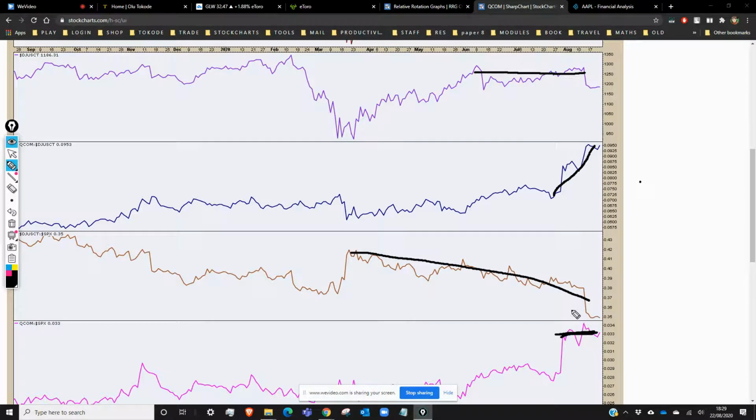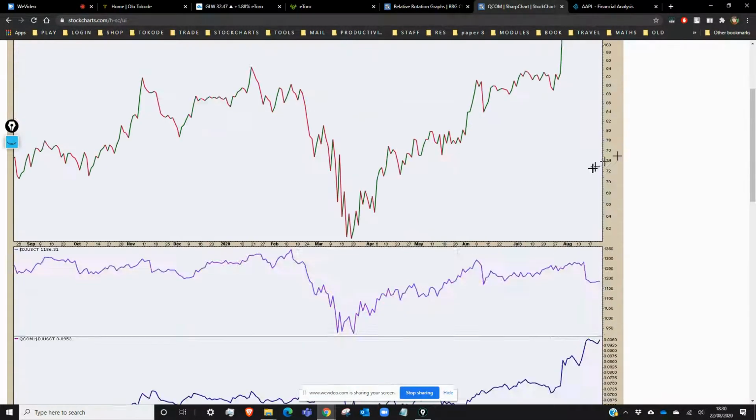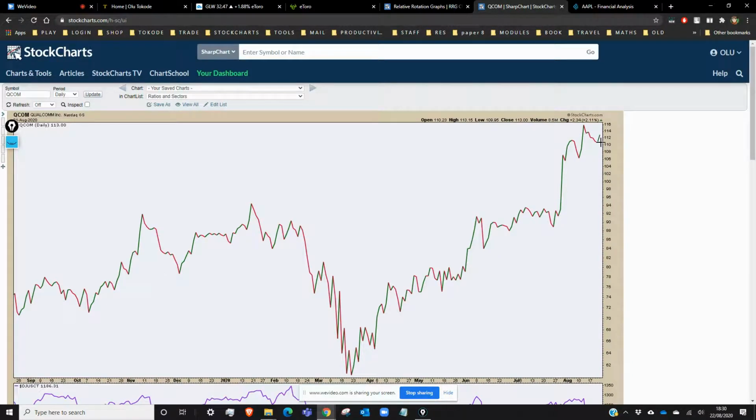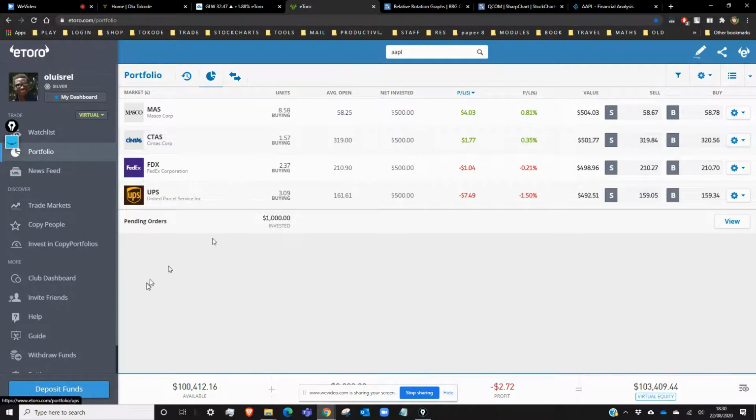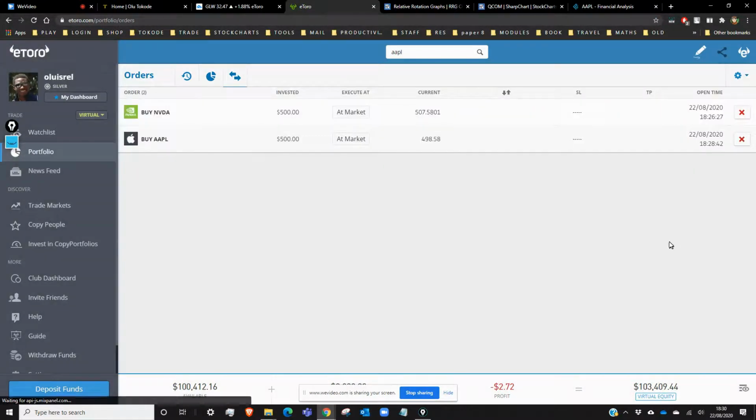So if you want to beat the S&P, you need to pick stocks that are outperforming the S&P. That's the trick behind it. If the stocks are not outperforming the S&P, how can the portfolio outperform the S&P? That's the theory behind it. So Qualcomm, even though the chart looks nice, I'm going to stick with Apple and Nvidia. Let me pronounce that correctly. So stock picks for this week, Nvidia and Apple.